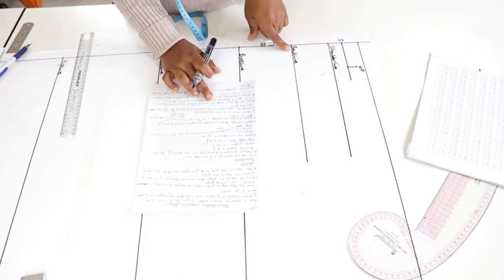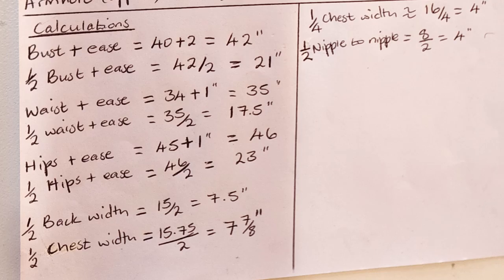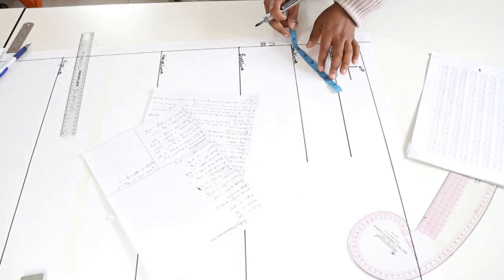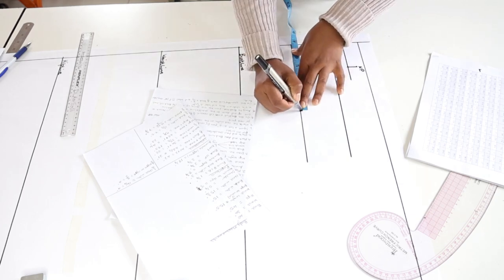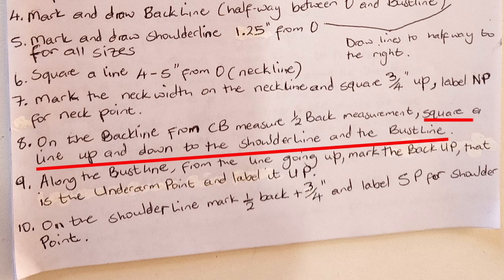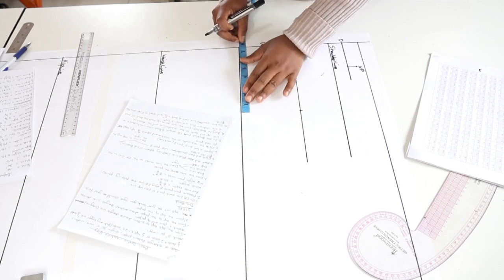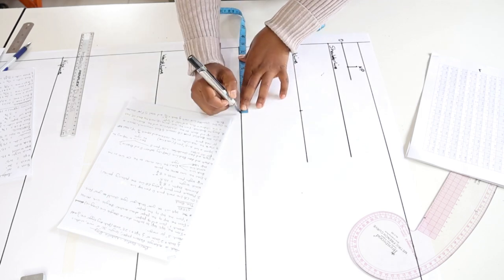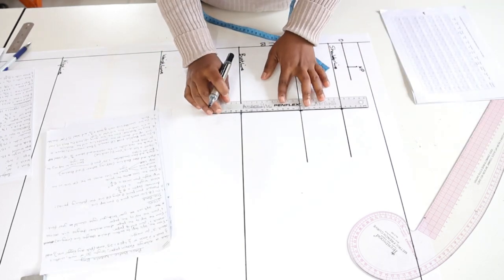And then on the back line, from the center back right here, we are going to measure half the back measurement, and my back width is 15 inches. We did the calculations here. We divided the back width by 2 and the answer was 7.5 inches. So I'm going to measure 7.5 inches along the back line. Next, it says I have to square the line up and down up to the shoulder line and also the bust line. That means I will take the same measurements along the bust line, which is 7.5 inches, and also along the shoulder line. And thereafter, I draw a straight line.